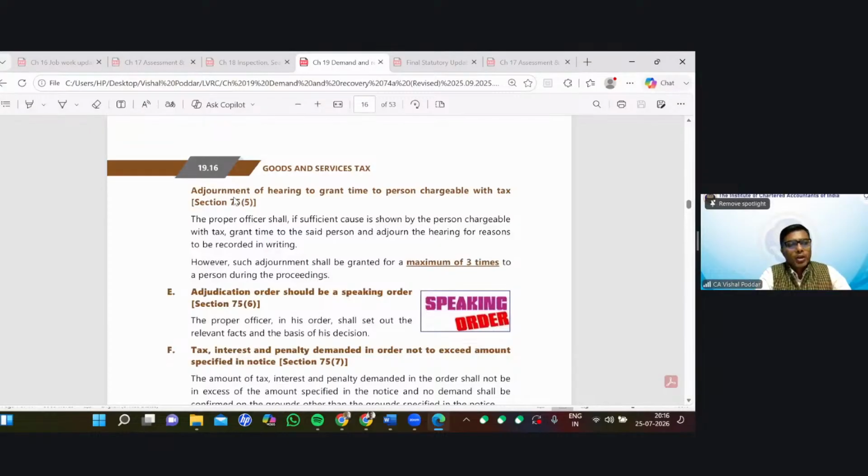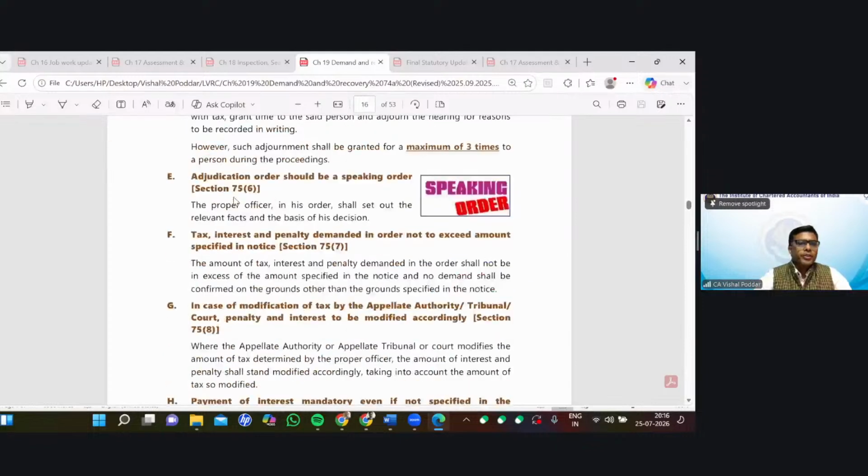Next, during the course of proceedings, you are allowed to ask for adjournment, and the department should be giving adjournment. However, there is a capping put on adjournment so that there is no misuse of this particular provision. So that capping is that maximum 3 adjournments only can be allowed.